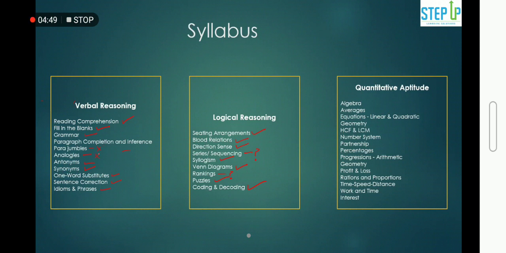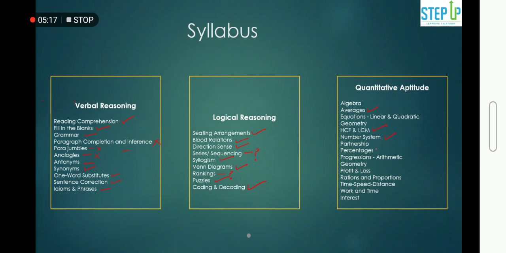Analogy is not yet done. I will cover this today also. This is what the government has given as your syllabus for the exam. The concepts are averages. I hope averages is done. Was it done by Rohit sir in the class? HCF and LCM we have done, right?